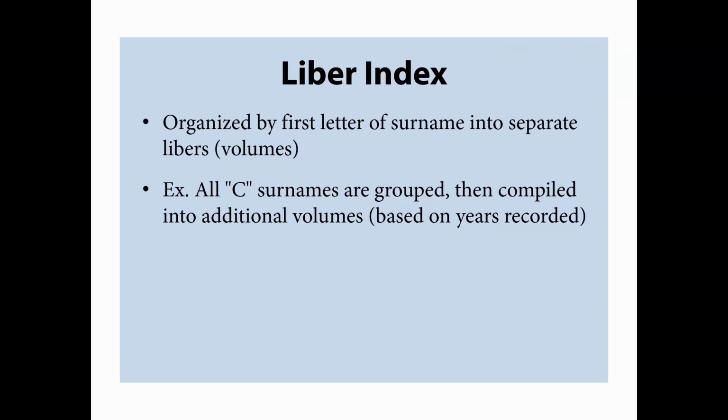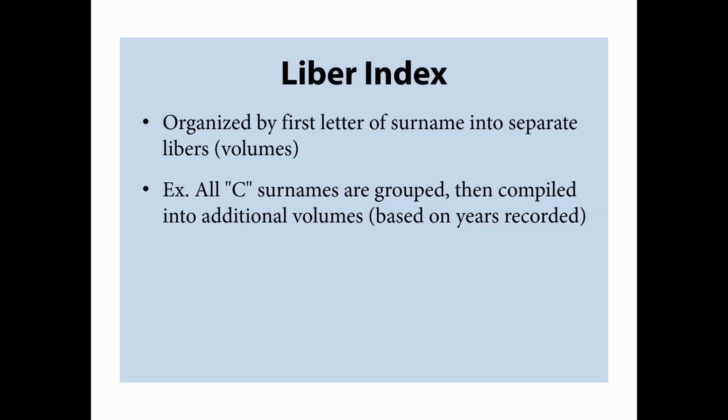The next type of index we'll talk about is what's known as a Liber index, or it's based on separate volumes. This is where the clerks would just take the first letter of the surname in any of those names, and they would just put it into one volume. So this volume would be the A volume, this would be the B volume, this would be the C volume.